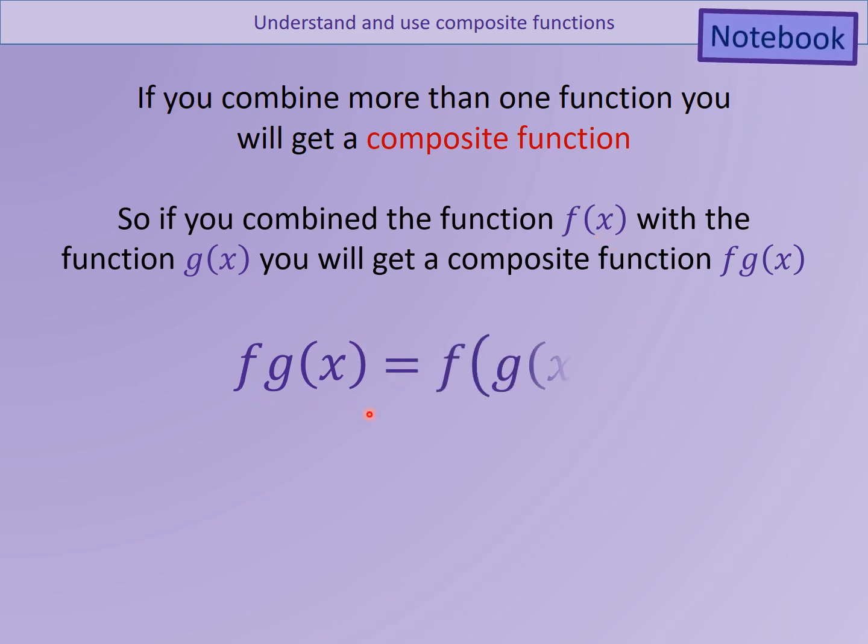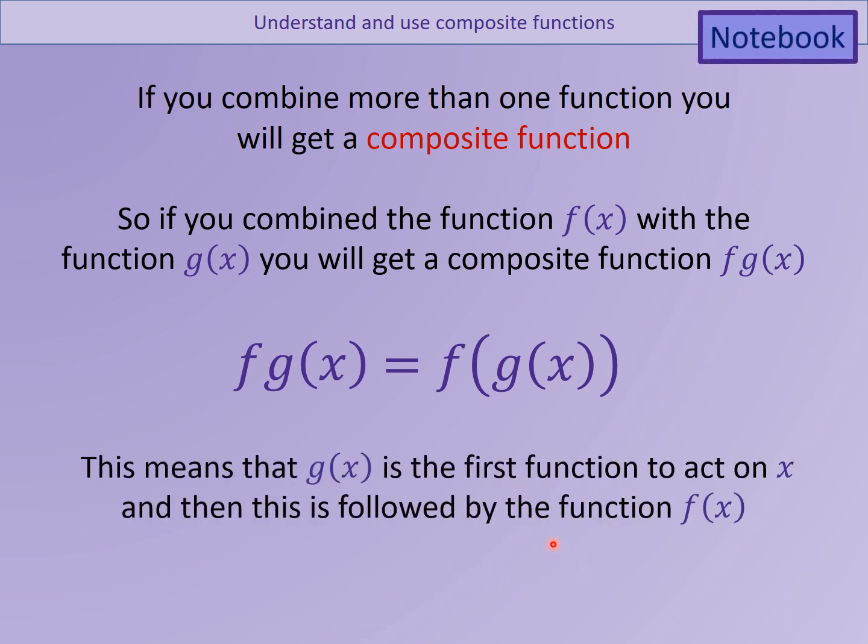Now what it means is you do the f function to whatever the g function is. So whatever your g function is, let's say it was sine x, after you've done that sine x part to it, then you apply the f function that says square it. So you'd have sine squared.